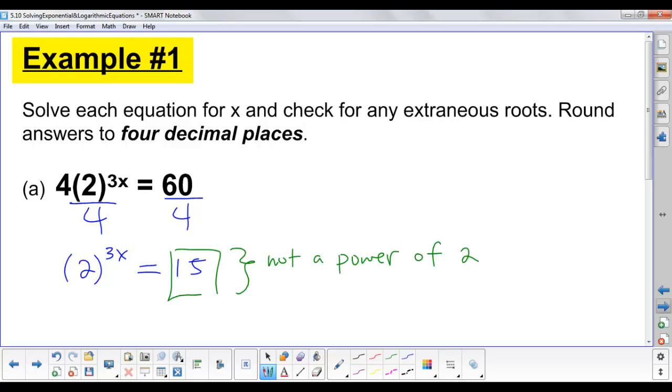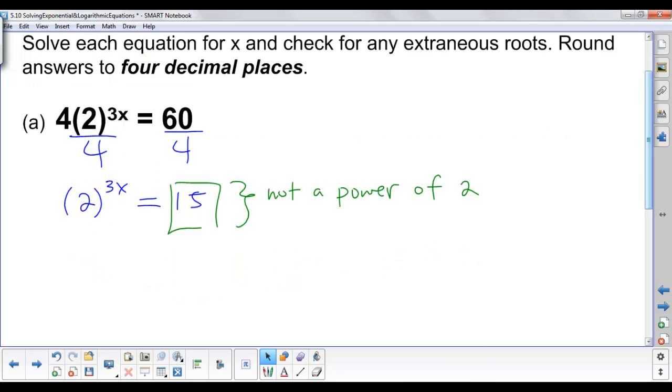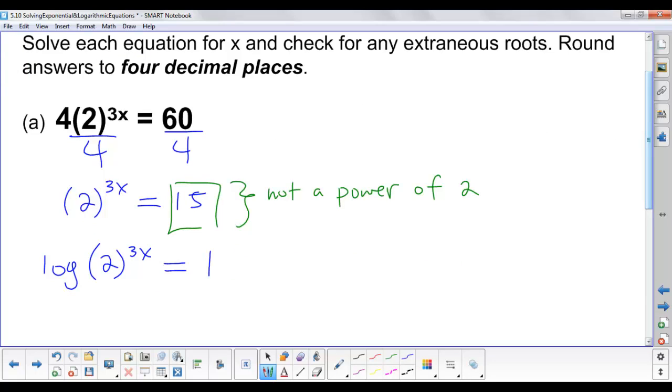Which means we're going to have to use the approach we just saw in the introductory example, taking the logarithm of both sides. If we do that here, we will have log of 2 to the power of 3x. That would have to equal log of 15. Now on the left side, I can use the power law of logarithms to remove the 3x, the exponent, from within the logarithm. So this will become 3x times log of 2. Log of 2 would just be a constant. That would equal log of 15.